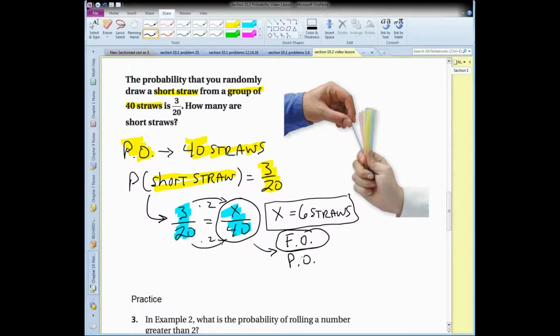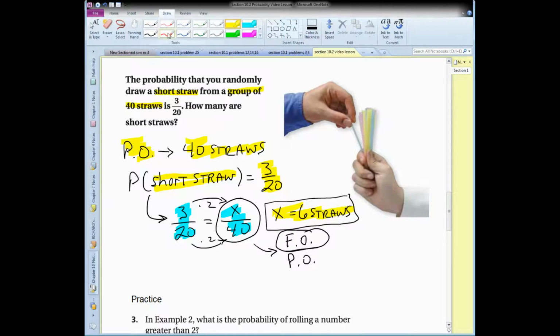So I have this proportion. Then this one I can solve pretty much in my head, or you can use the multiplication property of equality, or you can use the cross products property. Okay, so the probability that this would take place is 3 over 20. And with that, I can determine that there are 6 short straws out of the 40 total number of straws. Okay, so that's how I get the answer of 6 straws.